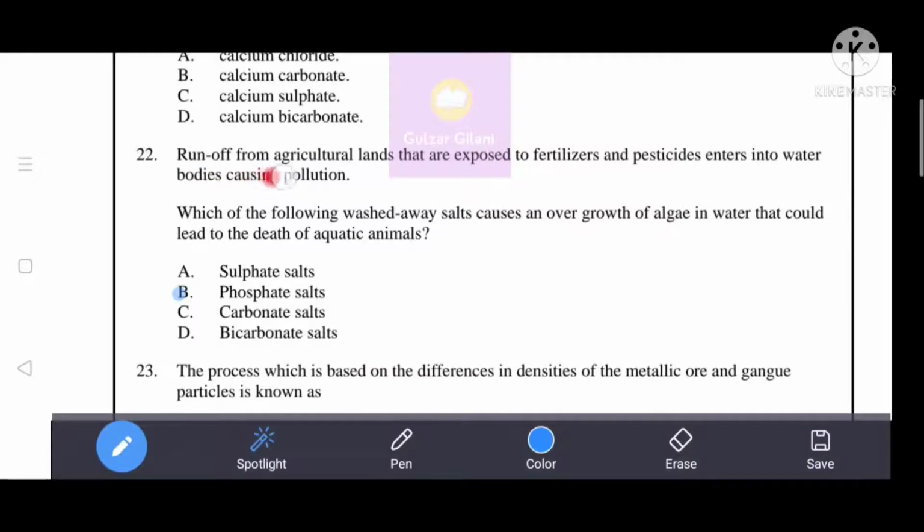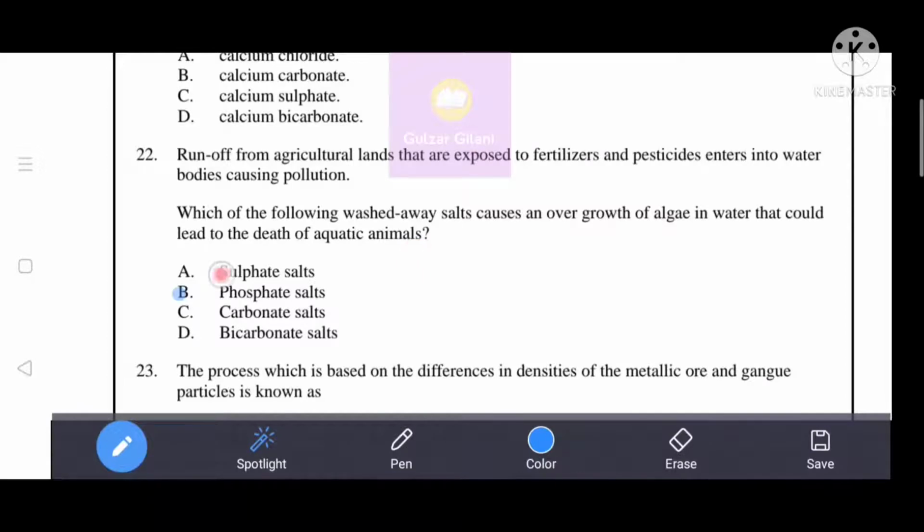Runoff from agricultural lands that are exposed to fertilizers and pesticides enters into water bodies causing pollution. Which of the following washed away salts causes an overgrowth of algae in water that could lead to the death of aquatic animals?